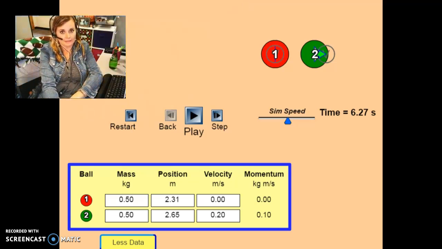Remember to show your math for that portion. If you're doing calculations, I always need to see them. I can't just see the final product.